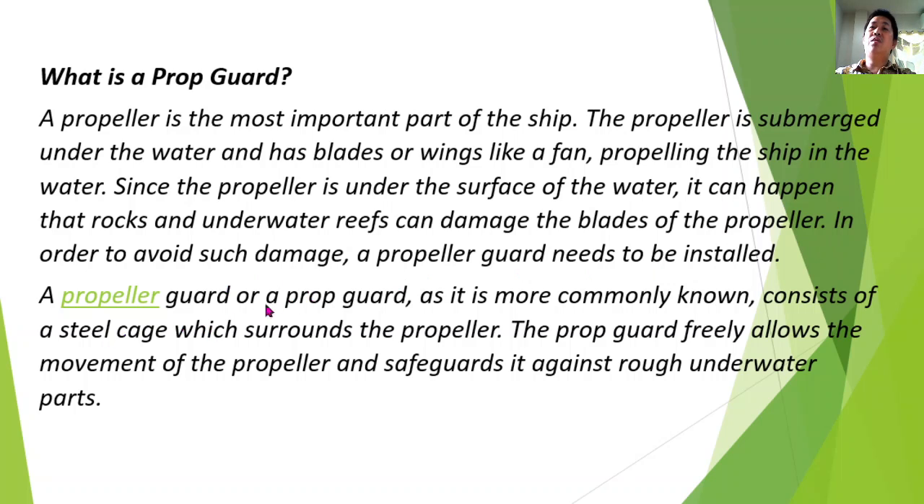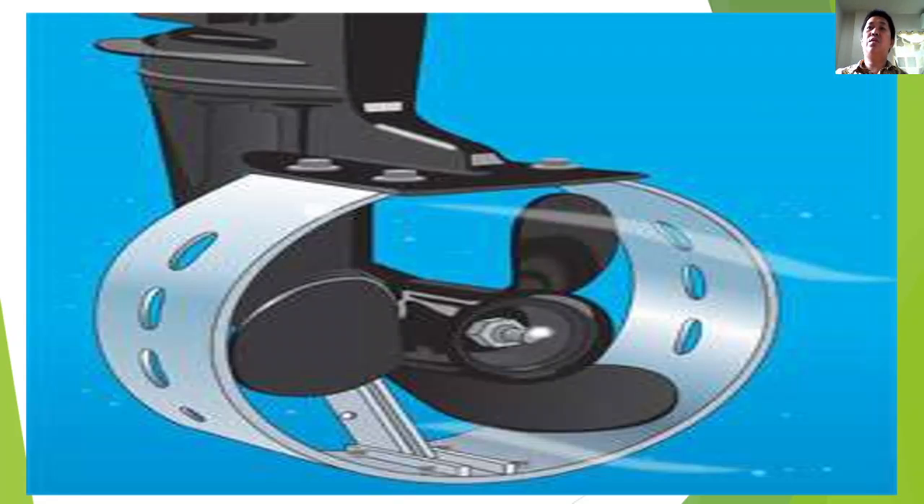Propeller guards, or prop guards as they are more commonly known, consist of a steel cage which surrounds the propeller. The propeller guard freely allows the movement of the propeller and safeguards against rough underparts. I will show you the picture. This is your propeller guard, to guard this propeller.